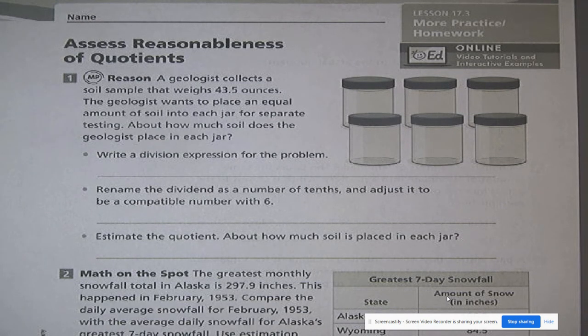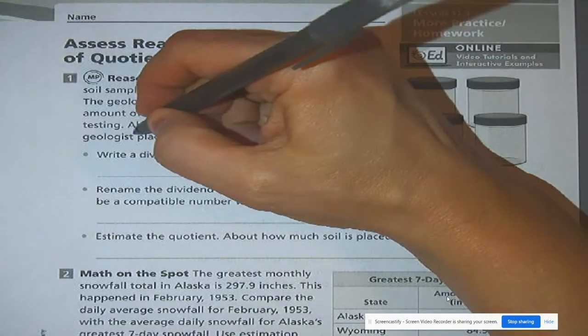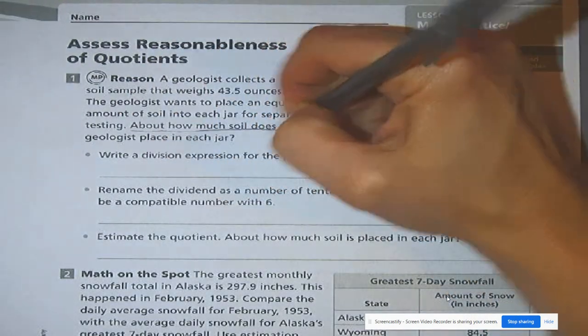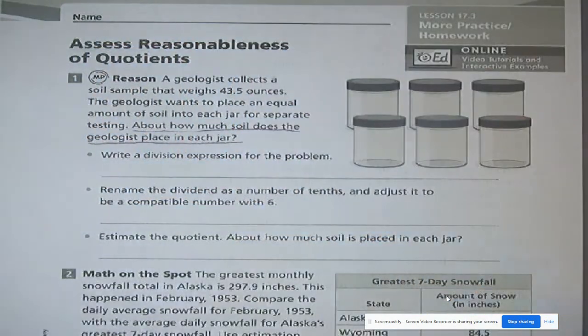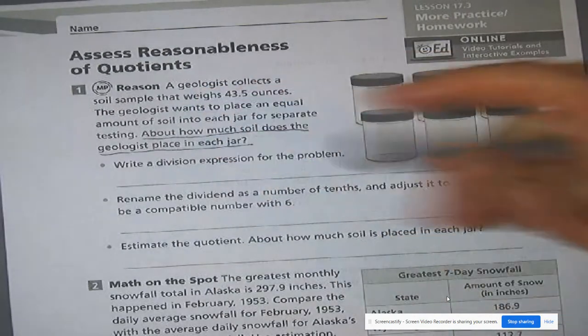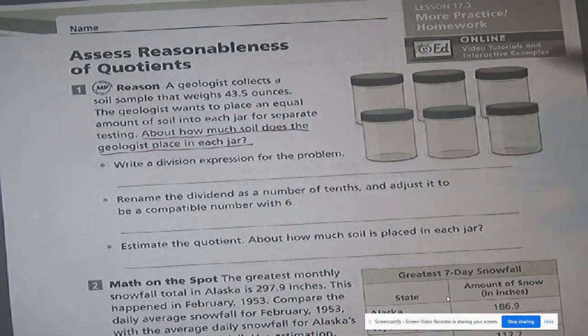So, all right, here we go. A geologist collects a soil sample that weighs 43 and 5 tenths ounces. The geologist wants to place an equal amount of soil into each jar for separate testing. About how much soil does the geologist place in each jar? Well, there's what we want to find out. So we have a whole and we're dividing it into groups.